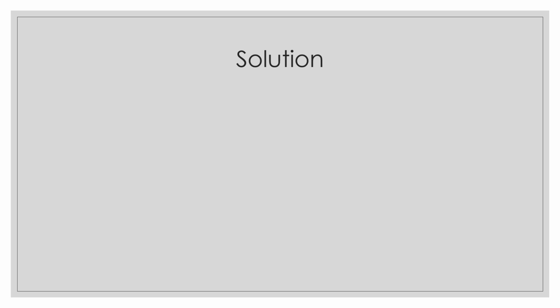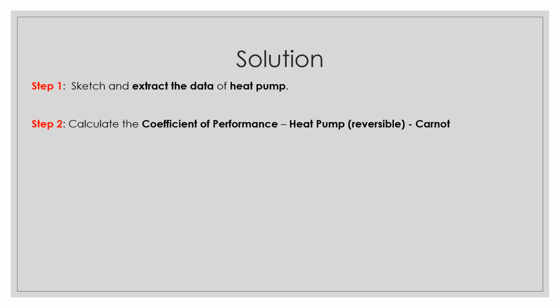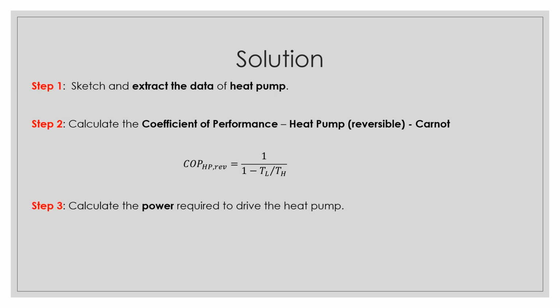This is the recommended step of solution to solve the problem. Firstly, sketch and extract the data of heat pump. Secondly, calculate the coefficient of performance of the reversible Carnot heat pump, which is denoted as COP HP reversible, equal to 1 over 1 minus TL over TH. And finally, calculate the power required to drive the heat pump.